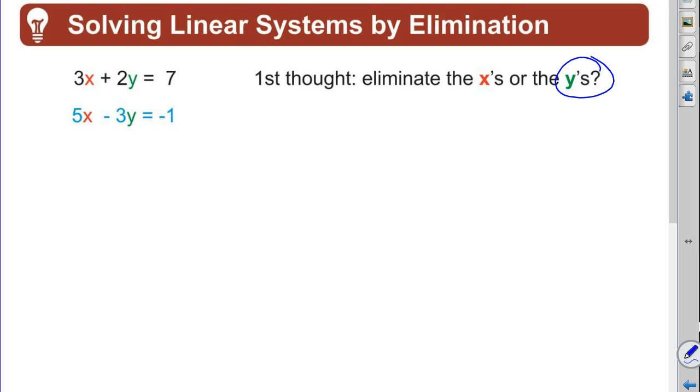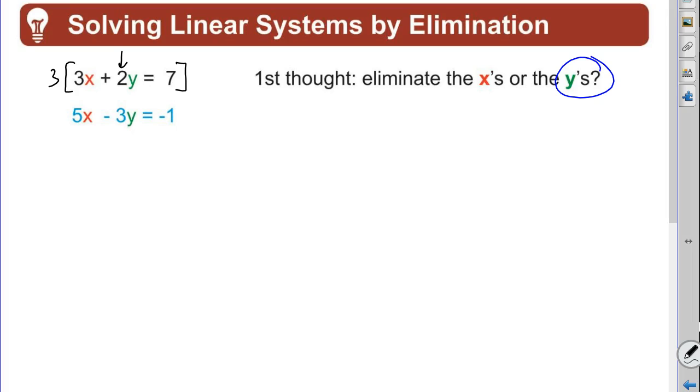Okay, so the concept is just like a common denominator. I'm going to multiply this first equation by 3. Now remember, I'm worried about the y's. That's all I worry about. And I'm going to get the y's to be a positive 6y. And then on the bottom, I'll get the y's to be a negative 6y.